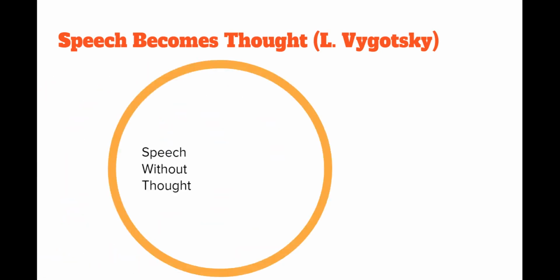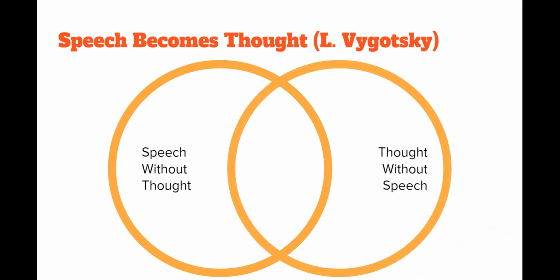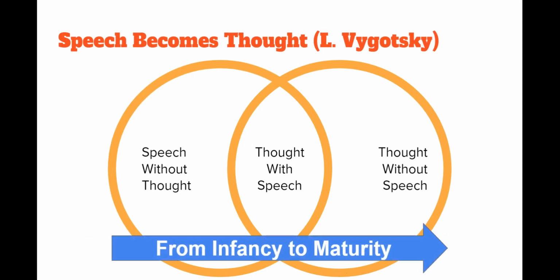Speech becomes thought in humans. According to Vygotsky, he thought that speech without thought happened when we're infants, and that speech with thought happened when we were adults. And sometime in the middle, we had thought with speech. And this is really important because this is how games are taught.